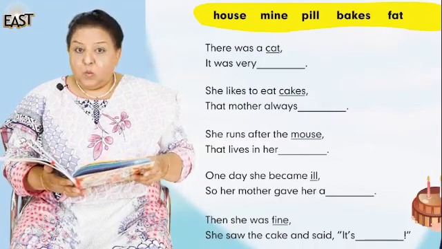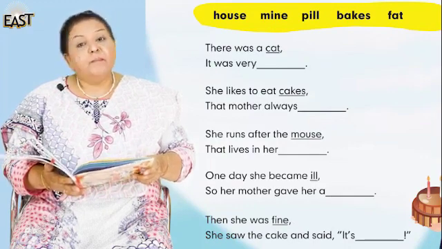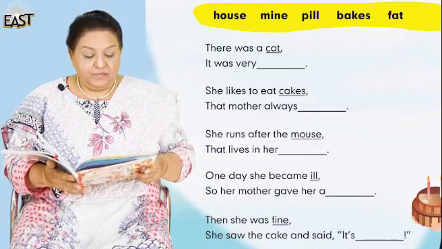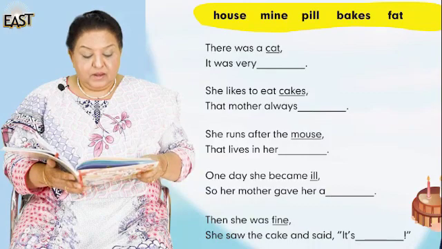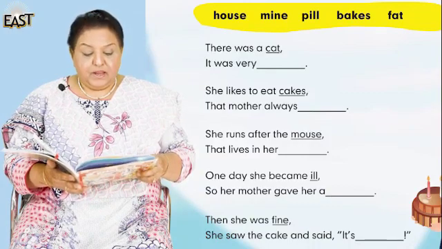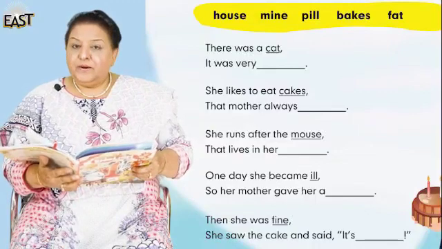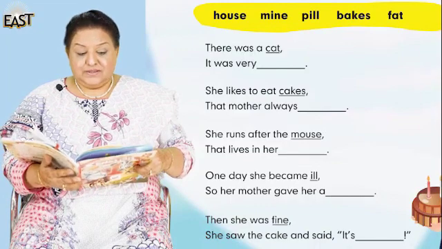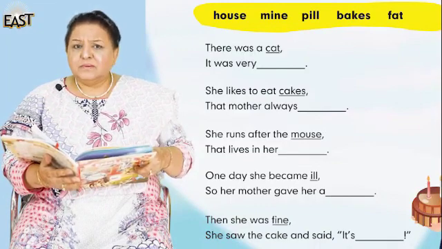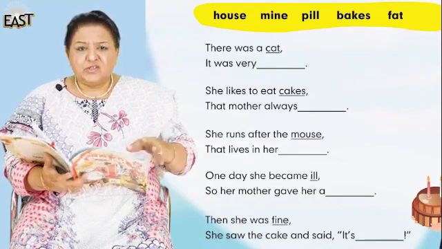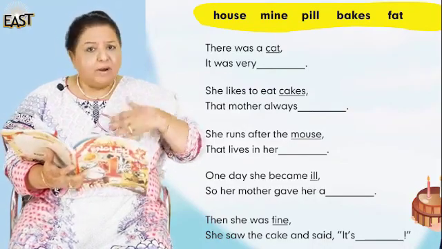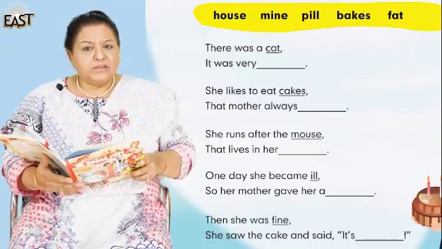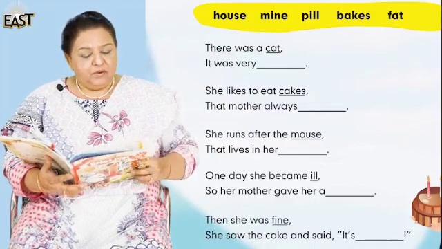Then, one day she became ill. So her mother gave her a pill. Now, if I write these two as the first and the second line, how would it be? Can we change it, shuffle it, jumble them up? Should we try doing that? Because I want you to see what happens if we jumble them up.